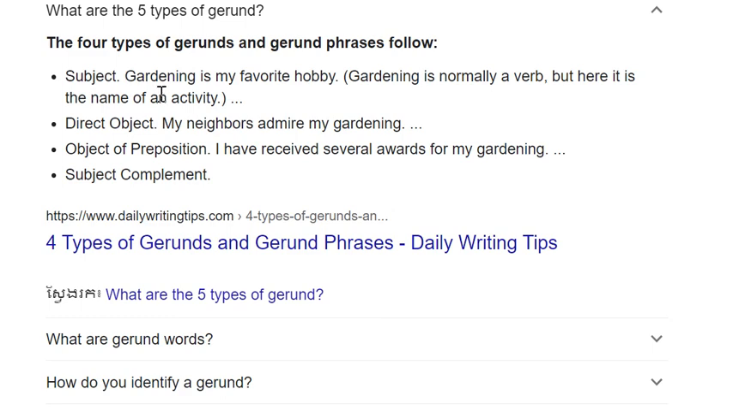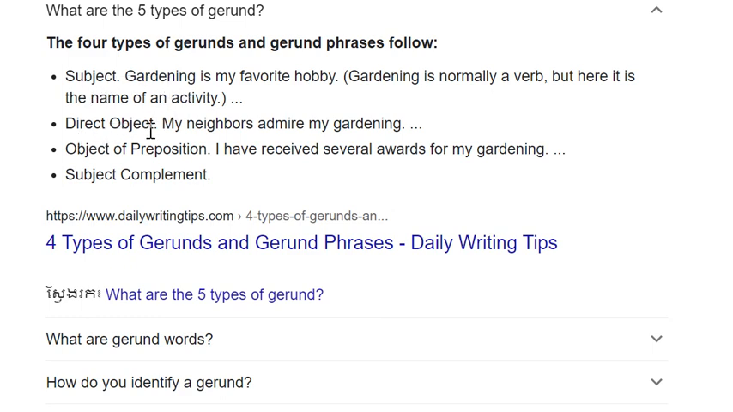For subject, gardening is my favorite hobby. Gardening is no more a verb, but here is the name of an activity. So the function is subject.